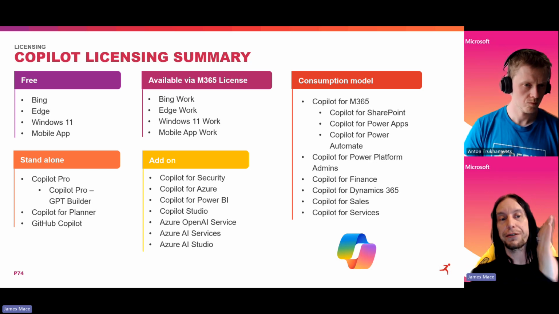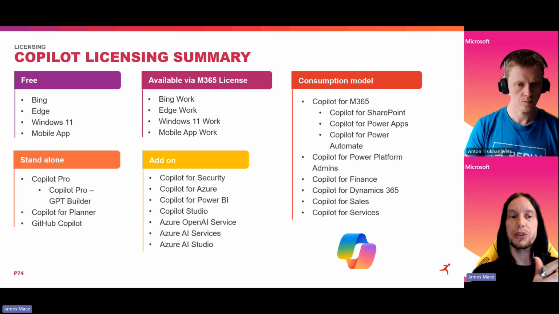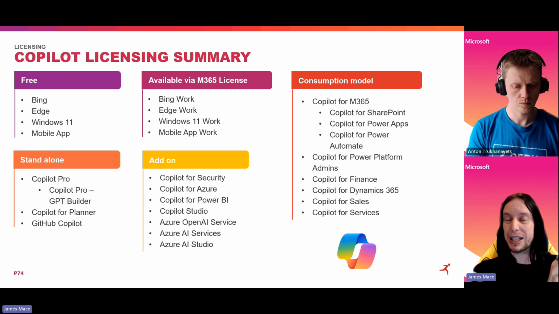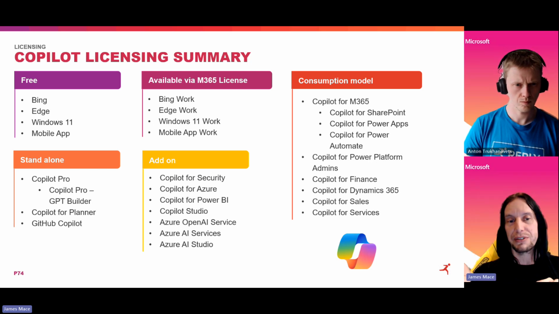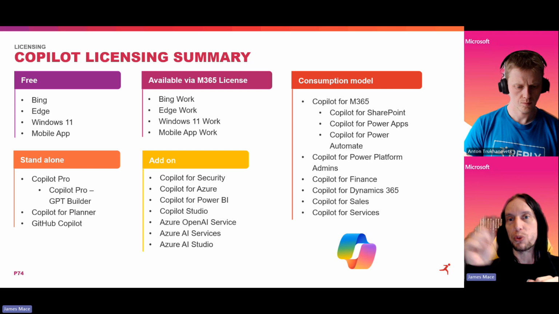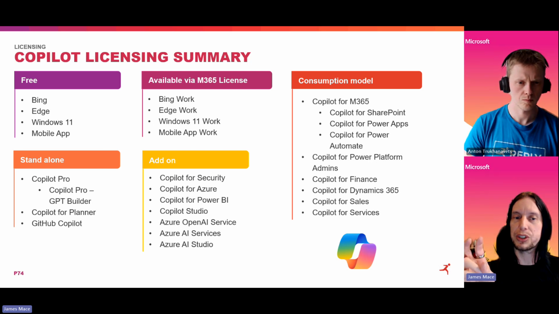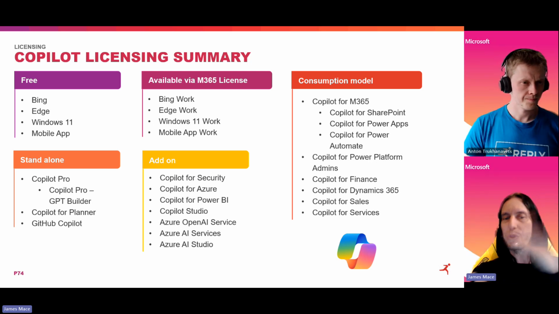So starting on the left, the free ones are the ones in Bing, Edge, Windows 11, and mobile app. It's essentially the same Copilot. That's your personal ones generally. If you have some kind of Microsoft license, you can log in with your work account and access the work version of those. Again, all of those are still the ones that are outside the tenant.